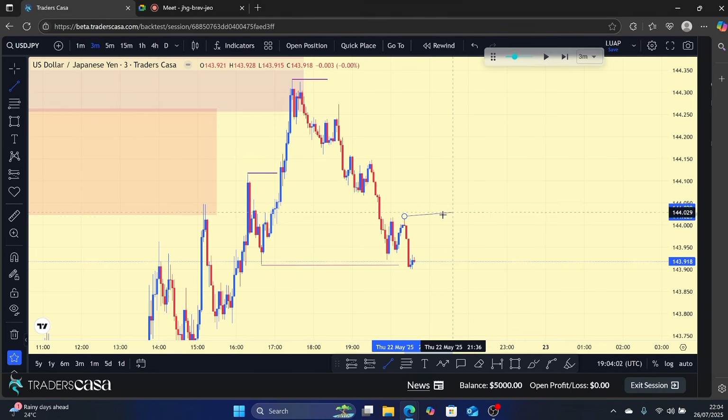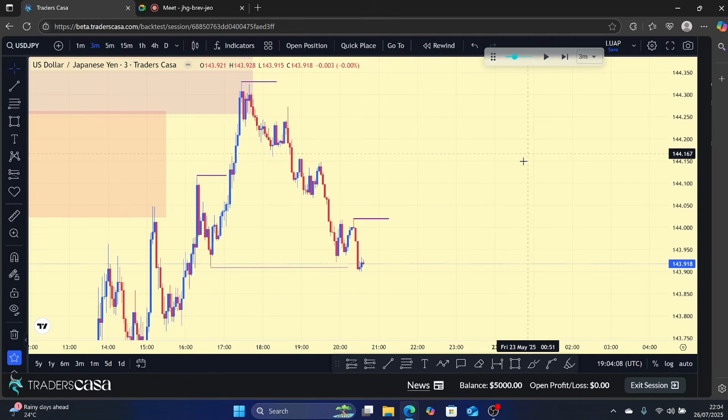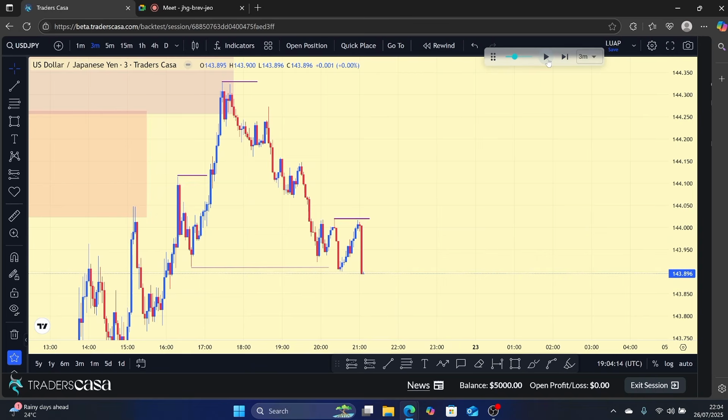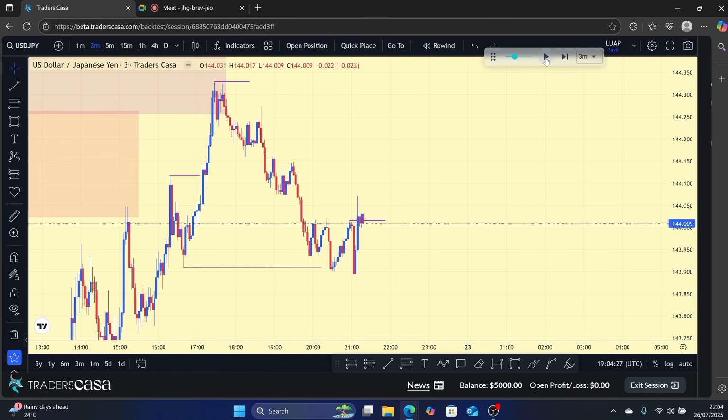Right, so exactly right there, that's our minor inducement. And yeah, before our inducement is taken out, we cannot do anything. So let's see. You can see price has created a major inducement here. Price has created a major inducement. So let's see. All right, price has taken out that major inducement.